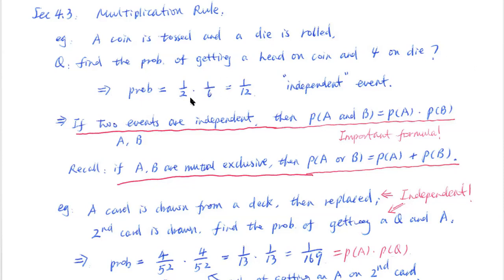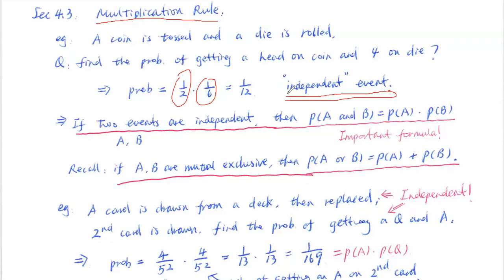And then we simply multiply them together to get the probability we are asking. Everybody, why can we do that? Why can we simply multiply these probabilities, 1/2 and 1/6? Remember this section, what we are talking about, the multiplication rule. That's based on the assumption that those two events are independent events. Everybody, what does that mean? Independent events means those two events don't depend on each other.